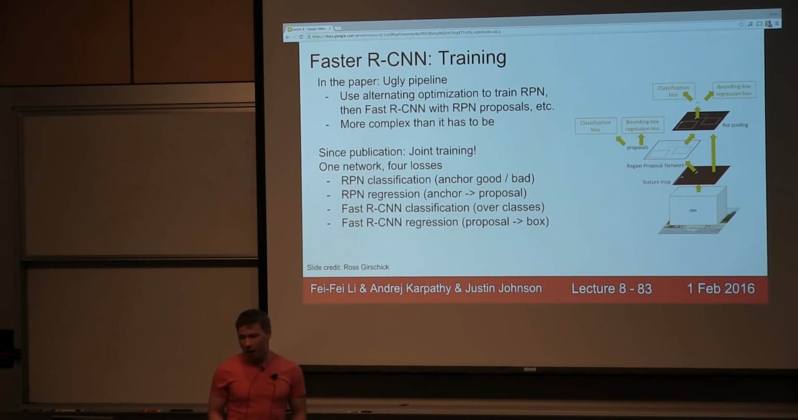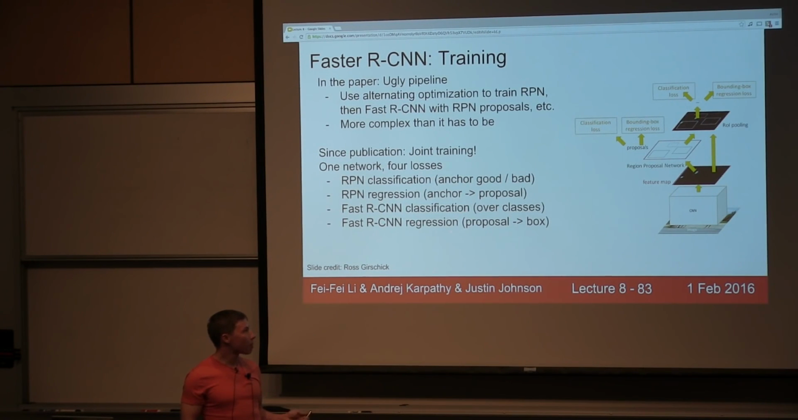In the original Faster R-CNN paper, they train this thing in kind of a funny way. First they train the region proposal network, then they train Fast R-CNN, then they do some magic to merge them together. At the end of the day, they have one network that produces everything. It's a little bit messy, but in the original paper, they described this.